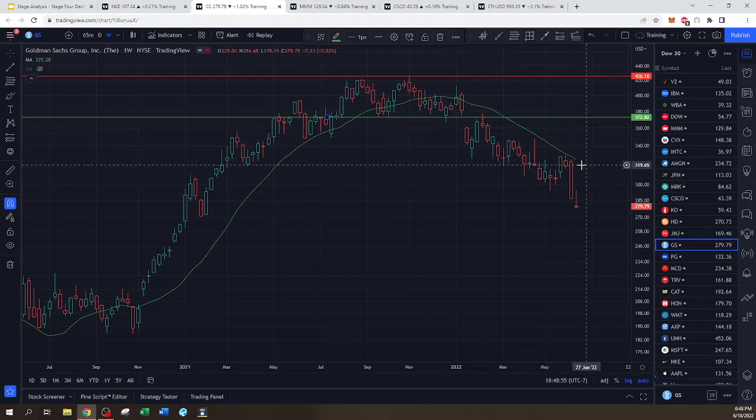Slope is firmly down. Price is getting rejected. We're making a pattern of lower highs and lower lows. There's not even a low that's formed yet. This one's straight down. Textbook stage 4 decline.